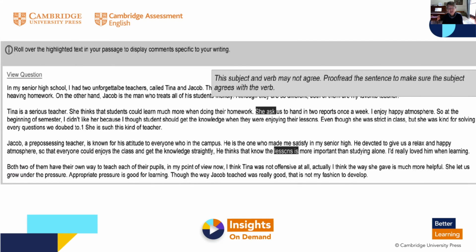The software is actually calling on the students to think critically about their own work. It's not saying they don't agree, it's saying they may not agree. Proofread the sentence yourself to make sure the subject agrees with the verb. So it's calling on students to think critically, to take responsibility. And I think you can see here the link with learner autonomy.